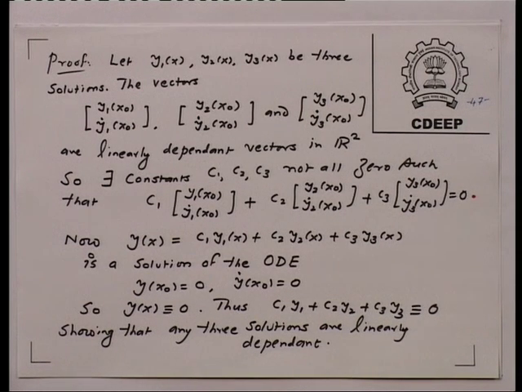So, once again we can appeal to the theorem and we conclude that the function should be identically 0, that is C1 y1 plus C2 y2 plus C3 y3 is identically 0. And C1, C2, C3 are not all 0, therefore they are linearly dependent. So, we have proved that any 3 solutions are linearly dependent.